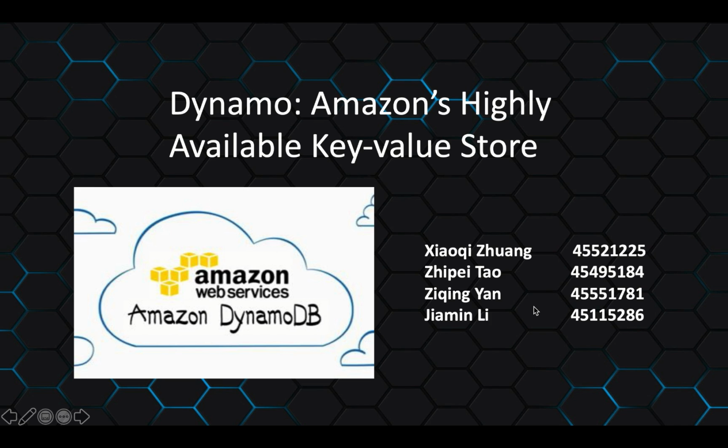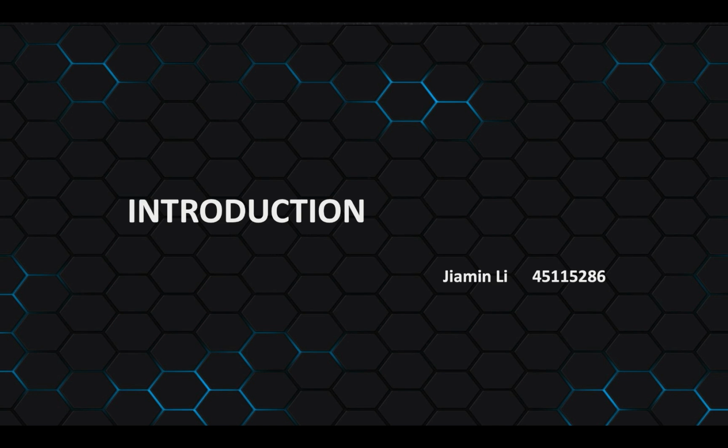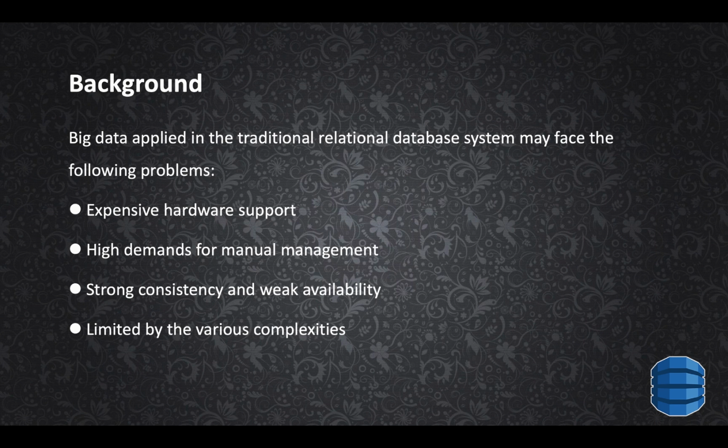This presentation aims to analyze an article named Dynamo, Amazon's highly available key-value store. Dynamo derives from dealing with the problems of traditional relational database systems, including expensive hardware support needed and high demands for personal skills of programmers. The emphasis on strong consistency is higher than availability, and the increase in availability is constrained. Performance scaling and clustering are limited by the complexity introduced by various capabilities.